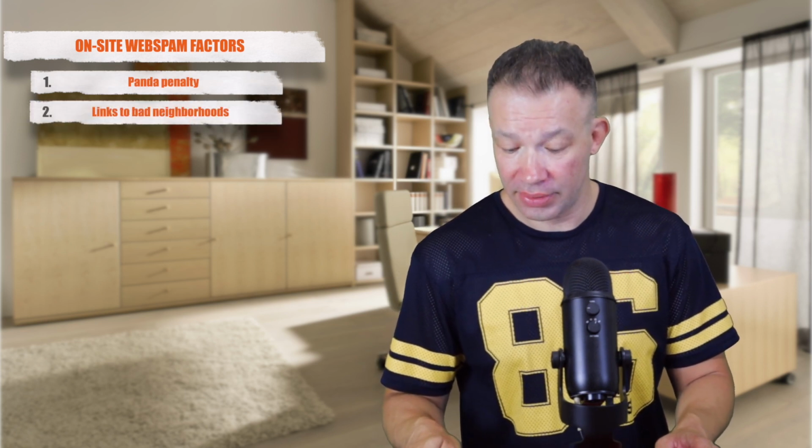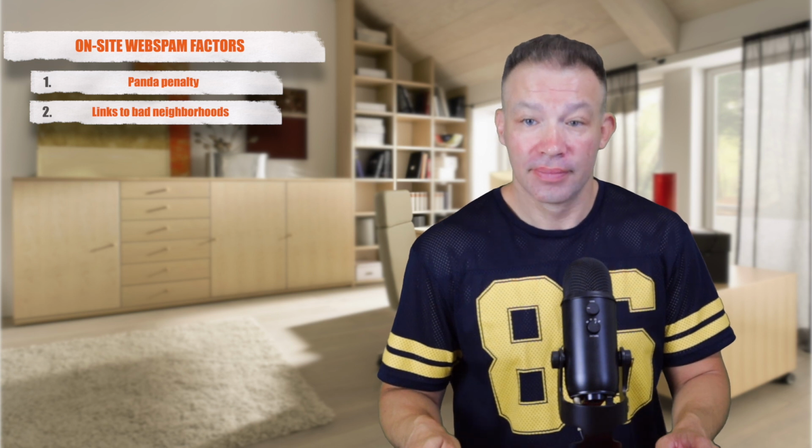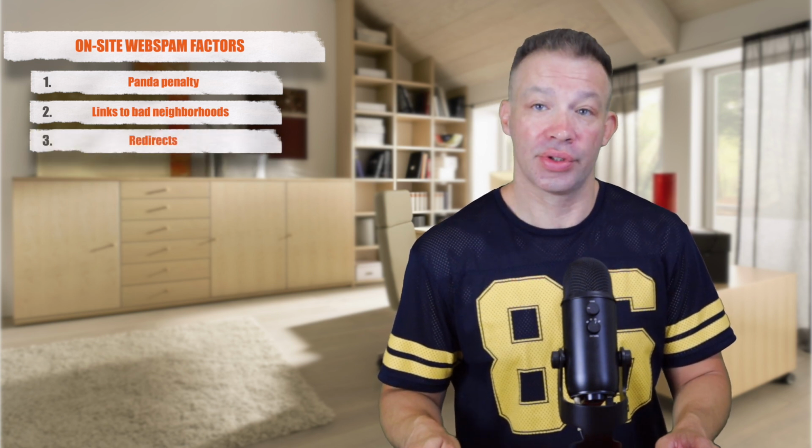So let's go right into negative SEO. Number 1 is Panda penalty. Number 2 is links to bad neighborhoods. Number 3 is redirects or sneaky redirects.